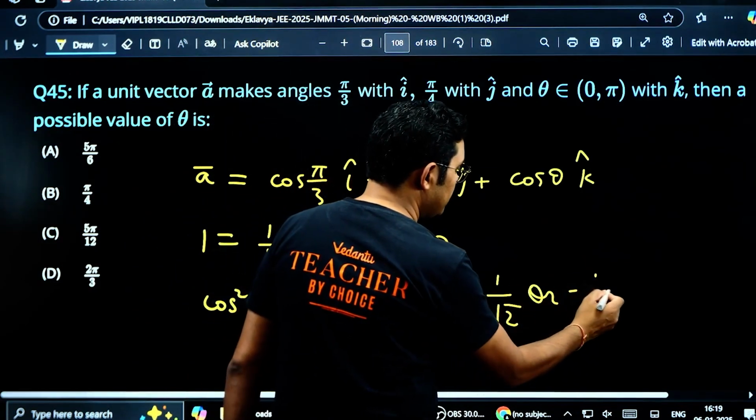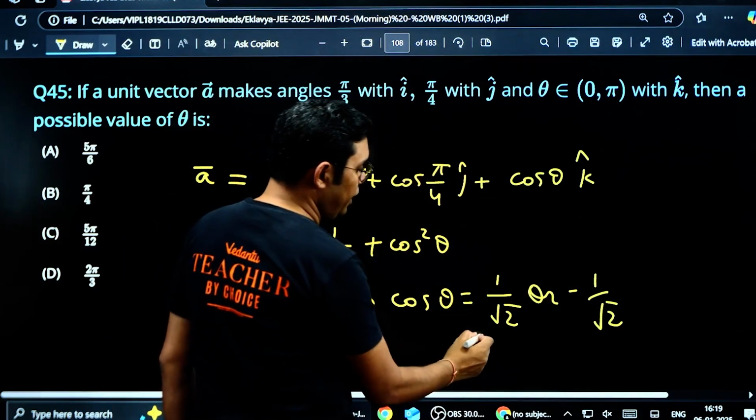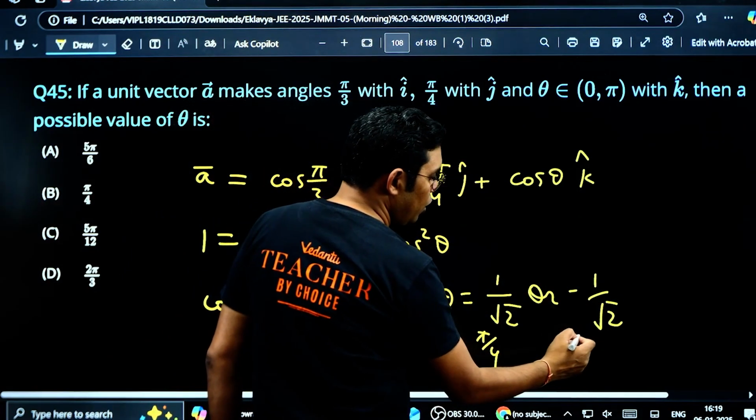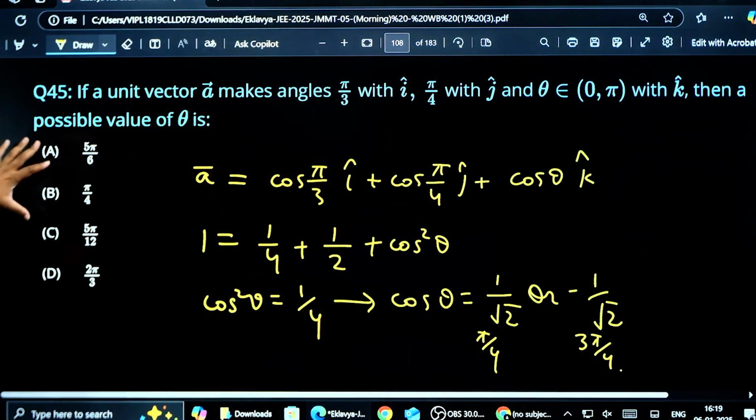There are two possibilities. In fact, two answers are given, because theta is from 0 to pi. For this it can be pi by 4, and for this it can be 3 pi by 4. But in the options given, I think pi by 4 is there, 3 pi by 4 is not there. So the possible value of theta is option B.